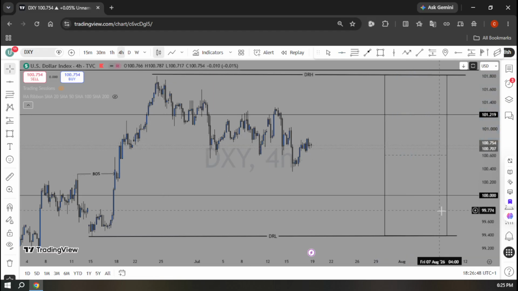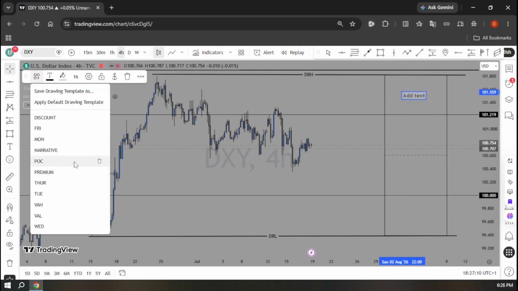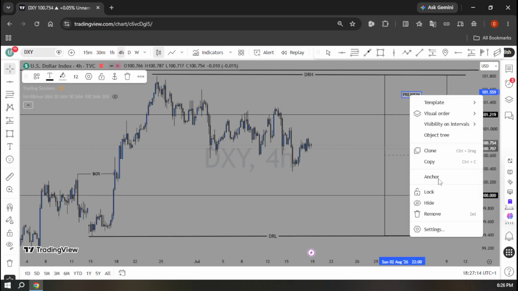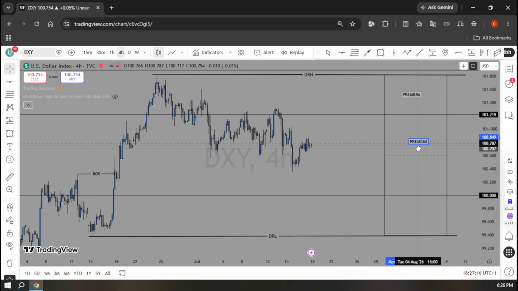then removing this. So now we have a clear picture of the market on what we want to do on the 4-hour time frame. This right here is our premium price, while this below here is our discount pricing. So this is our premium, while this is our discount pricing.